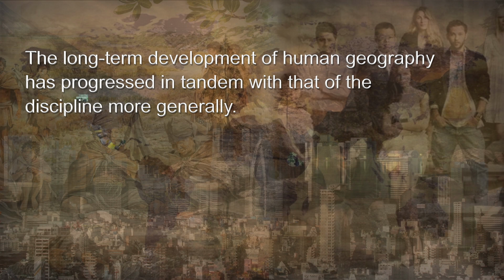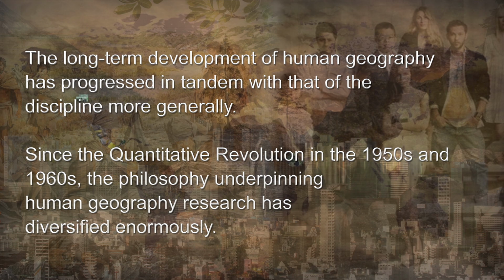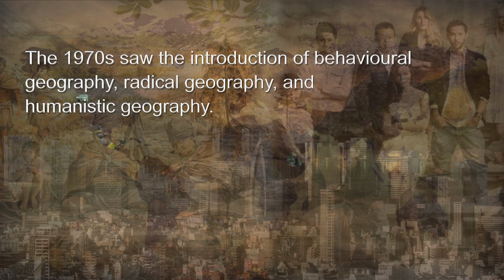The long-term development of human geography has progressed in tandem with that of the discipline more generally. Since the quantitative revolution in the 1950s and 60s, the philosophy underpinning human geography research has diversified enormously. The 1970s saw the introduction of behavioral geography, radical geography and humanistic geography.